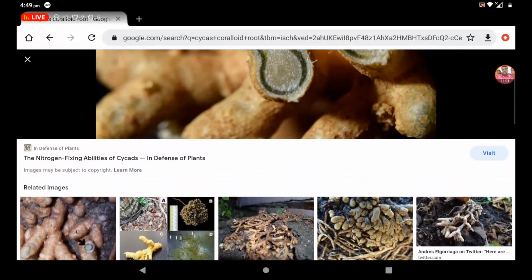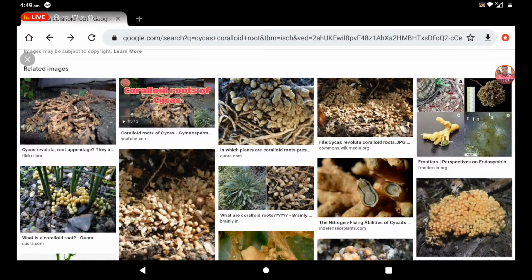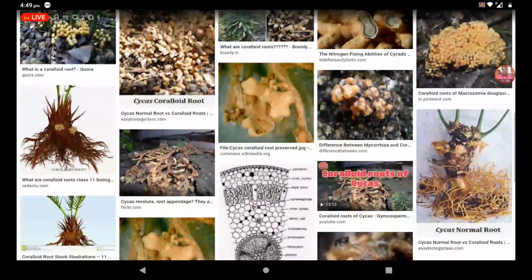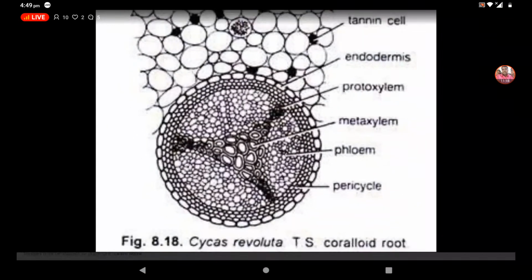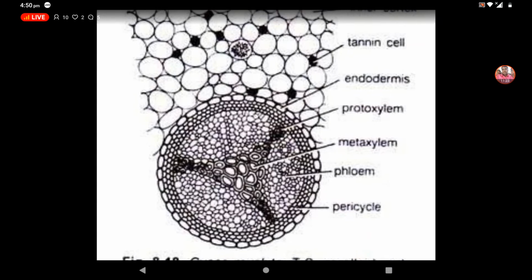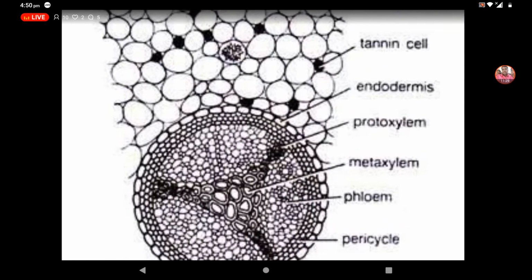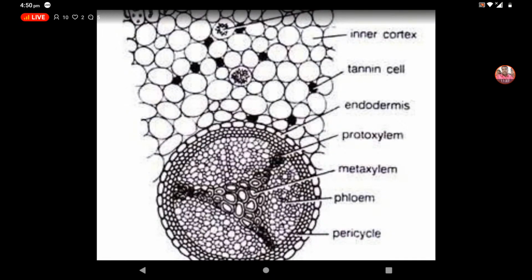Still, if we take the anatomy of the coralloid root, we can find exactly how the association is present. You observe this anatomy of root. Generally, the xylem and phloem are like a dicot root or monocot root. Protoxylem is towards the peripheral side, and metaxylem is located towards the center. This type of arrangement is called exarch condition. The exarch condition is identified even in all roots, monocot and dicot root.